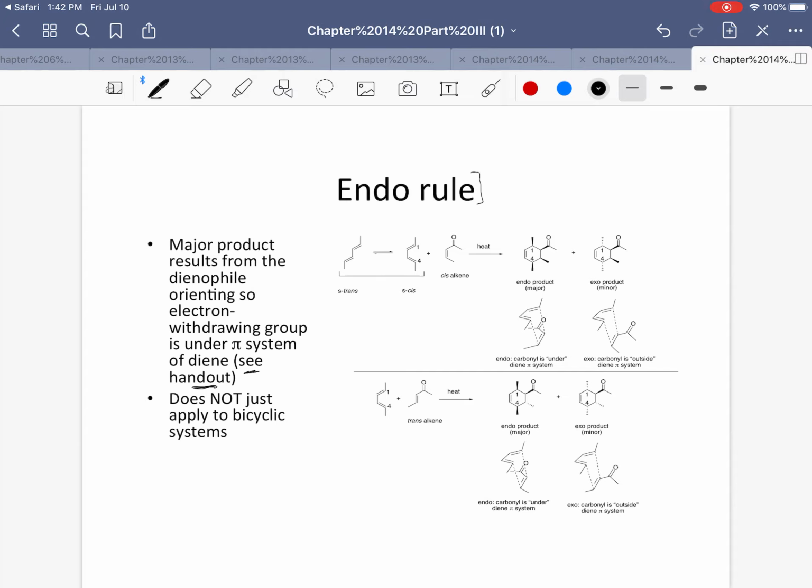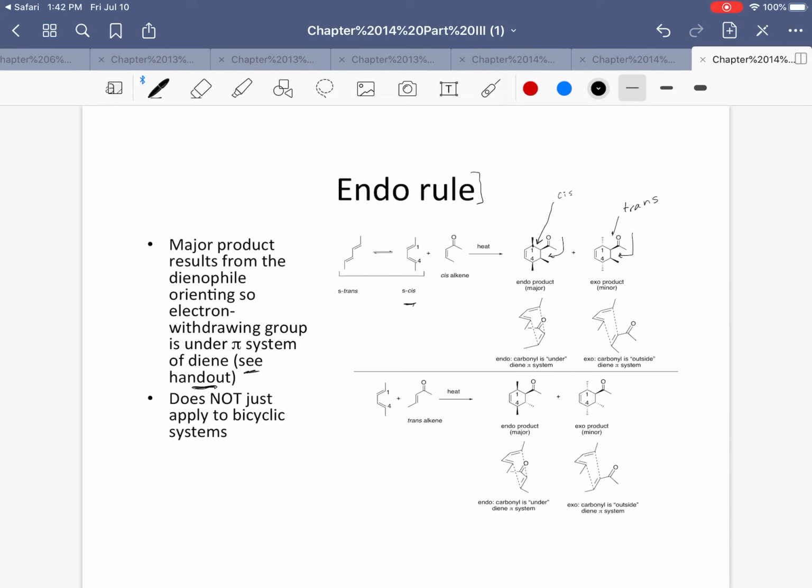So if I have a diene with a methyl at 1 and a methyl at 4, I react that with the cis alkene. The carbonyl and methyl that were on the alkene are going to be cis. And what the endo rule tells you is the stereochemistry between the carbonyl and the substituent at 1. For the endo product, that's going to be cis. For the exo product, which would be minor, that would be trans. So the alignment is shown underneath here.